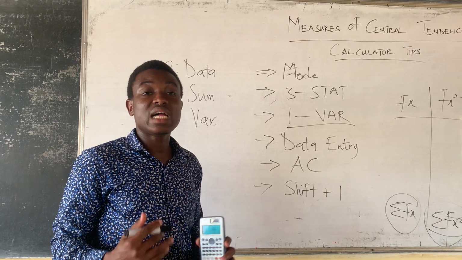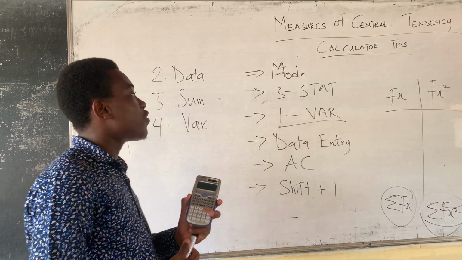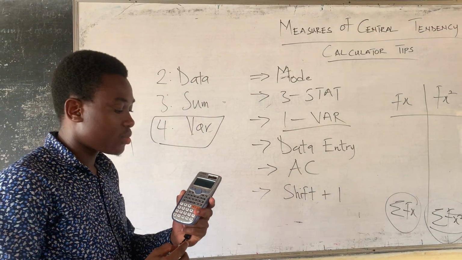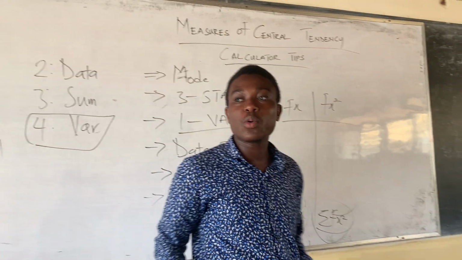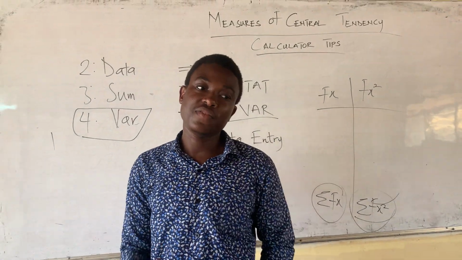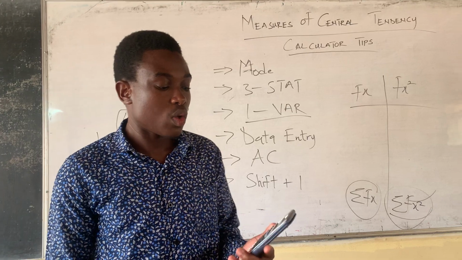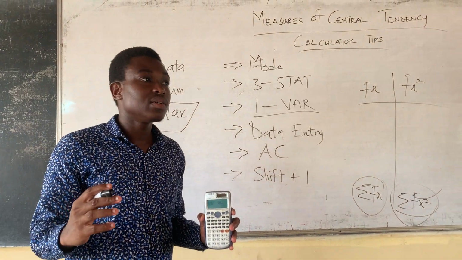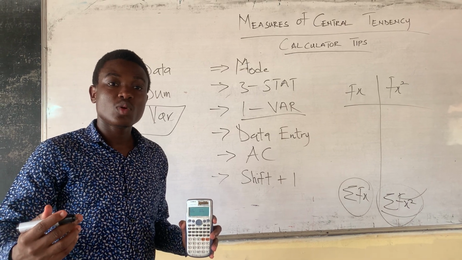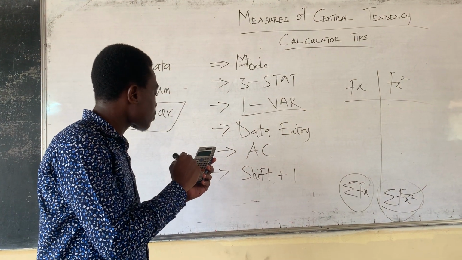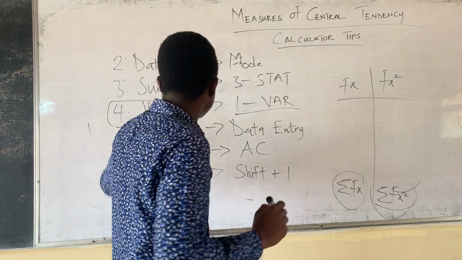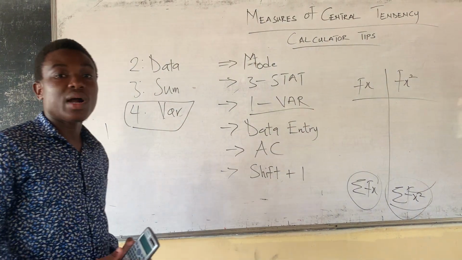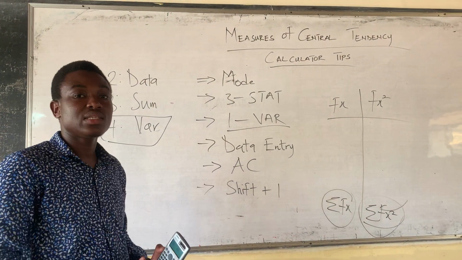For today, we are just looking at the first 4 options. So our focus today is on the fourth option, that is the VAR. We mentioned that we are going to be solving for the mean, the standard deviation, and then we'll look at the variance as well. So now that we know what each option represents on the calculator, we are going to proceed with our calculation based on the data that we used earlier.